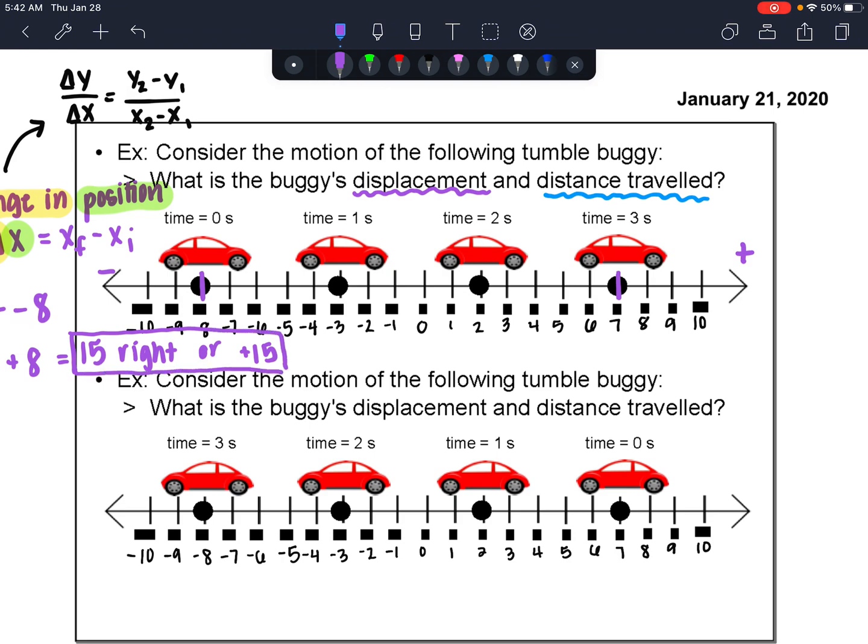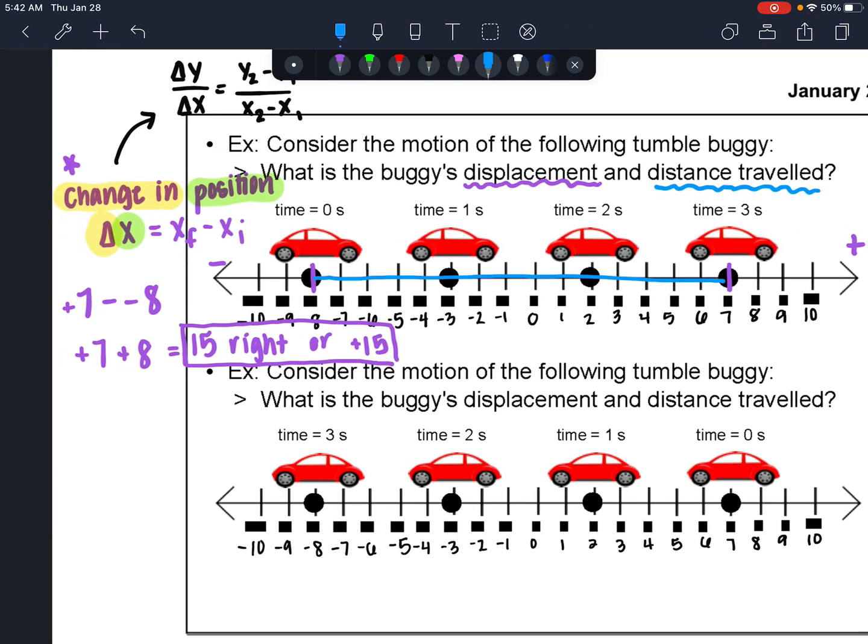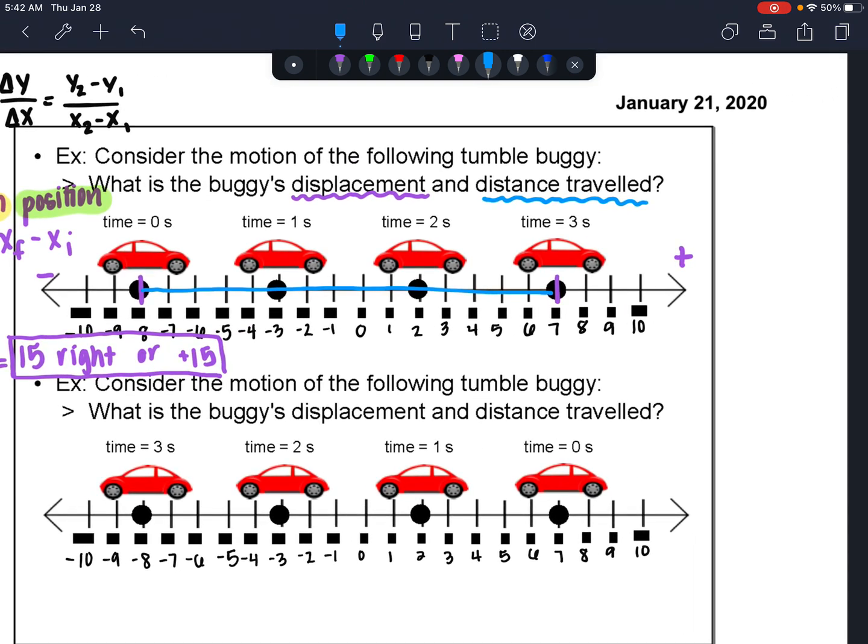That being said, now that I reminded myself, let's talk about distance, because distance is non-directional, so I don't need to worry about if it's positive or negative. I'm just worried about what's the length of this path. Now, if you counted the tick marks, you already know. If you did this delta x calculation, you already know. The length of this path is 15 tick marks long. So this tumble buggy went 15 units.